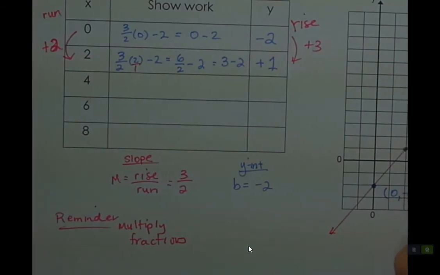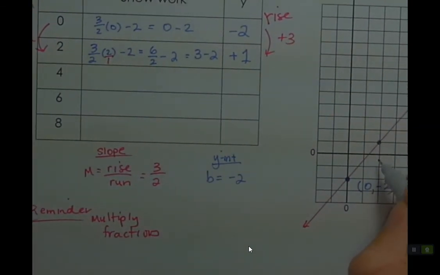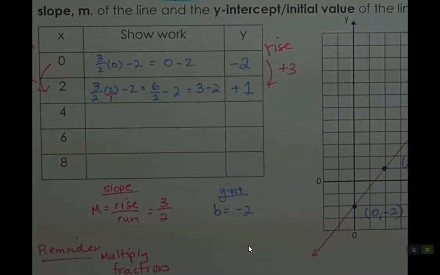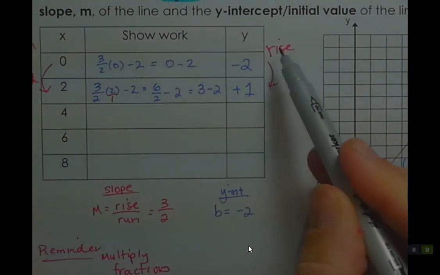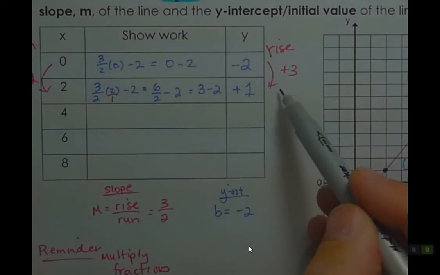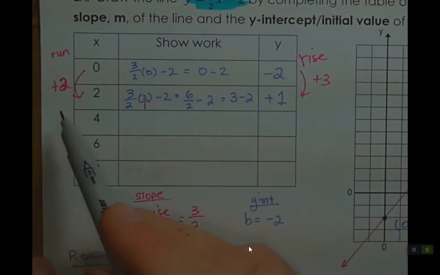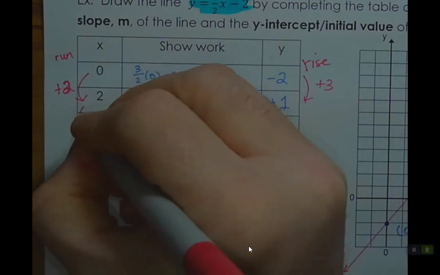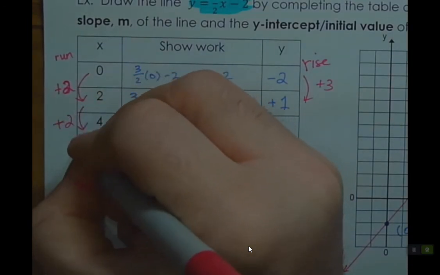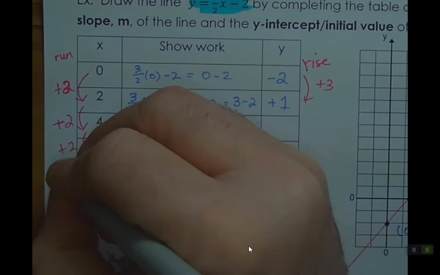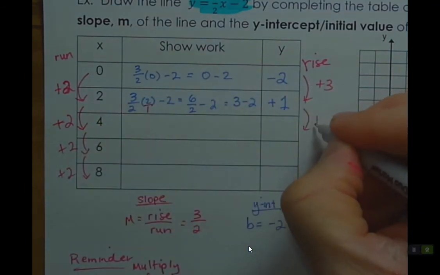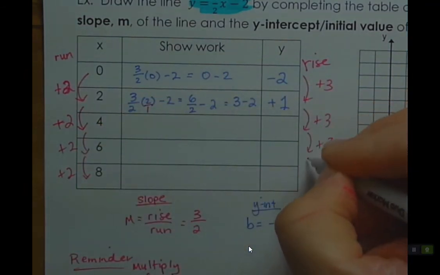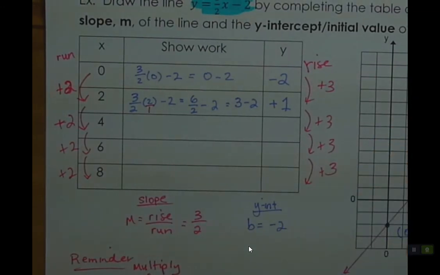So I can go over here, and at 2, I'm at 1. So that's that point there. The other question you ask yourself is, here, I went up by 3. That's a good thing for my run of 2. So hopefully you see the connections. All right, these are adding by 2 each time, and these should be adding by 3.